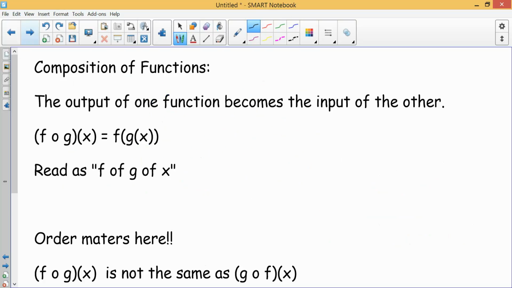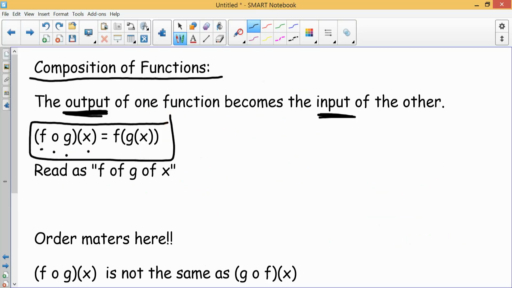The next type of problem we're going to take a look at is called the composition of functions. A composition of a function is where we are basically combining the two functions so that the output of one function becomes the input of the other function. It is represented as f of g of x. That's how that would read. These are the two different notations that you would see for this.